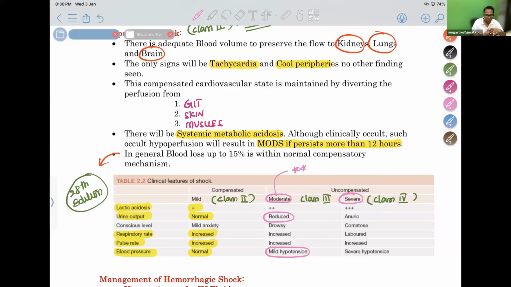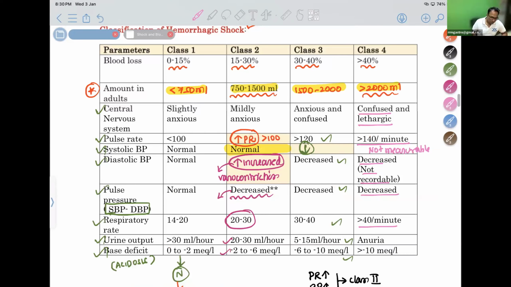Mild, moderate, severe? It is moderate, okay? It starts decreasing from moderate type of shock. So in moderate type of shock, urine output decreases and BP starts decreasing. You remember this one column, it is a very, very important column. This question has been asked at least 40, 50 times in past PG entrance exams. So class 1, class 2, class 3, class 4, please don't forget this.